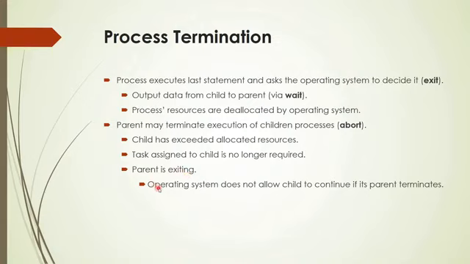So you can see the operating system does not allow the child to continue if the parent terminates, and this will result in a cascading termination. So if you have a tree of processes and the parent process terminates, then at each level whatever processes are there, they also need to be terminated as they are dependent on the parent. So this is called cascading termination.